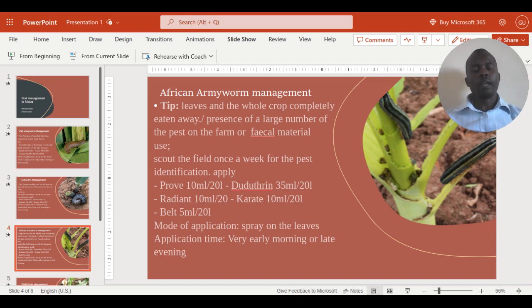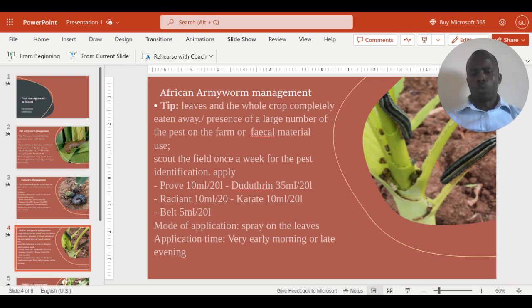Then the signs and symptoms that can tell you that this crop is being affected by African armyworm: you will find that there are some spots on the leaves. The leaves have been eaten, and there is some spotting left on those leaves. There are also large numbers of these pests within the farm, or their feces left on the crops. You can even observe it on one of the crops I've displayed there.